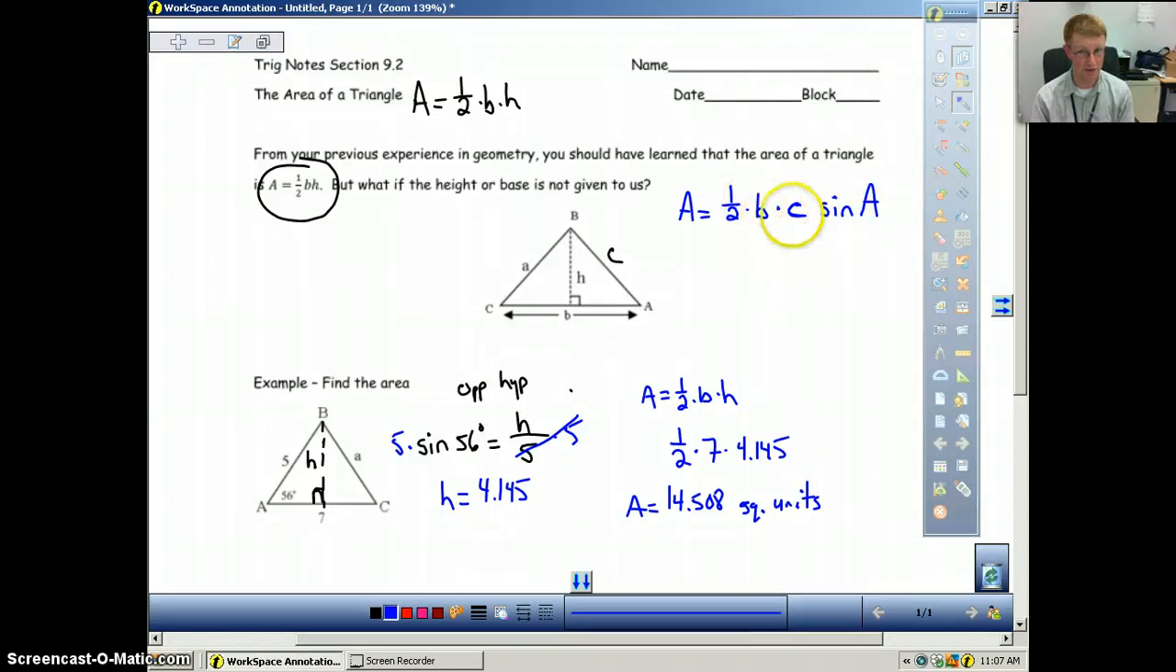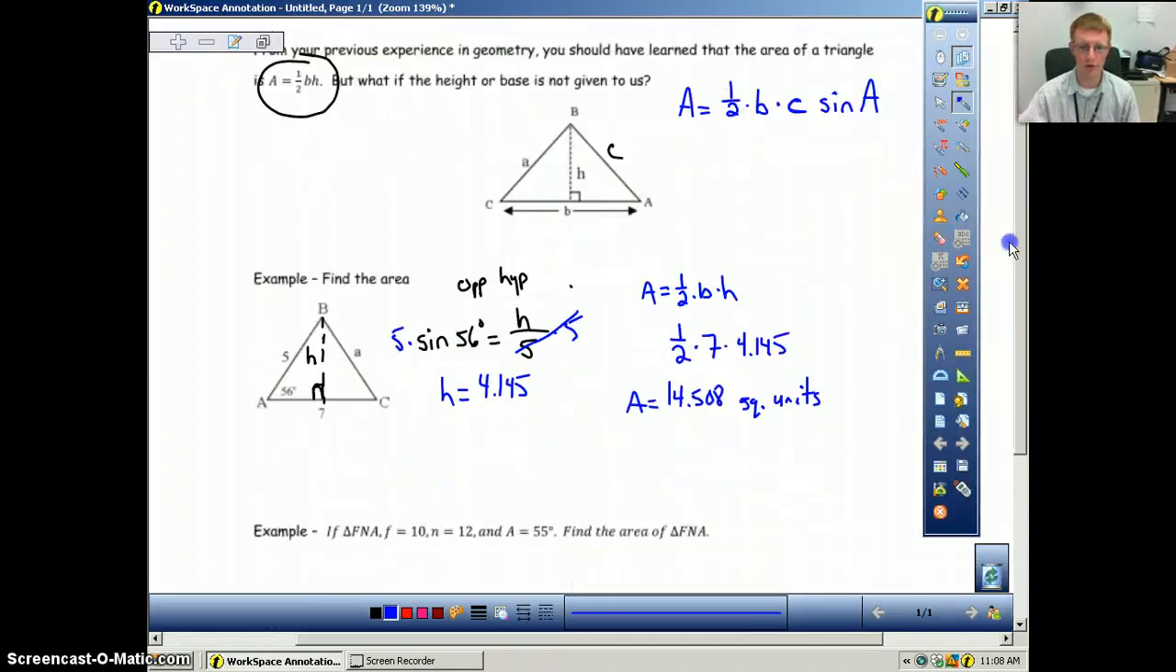So base, hypotenuse, and then the angle that's in between those two sides. Okay? So that is the general formula. Now, do you need to memorize that? You can if you want to, but you don't have to, because you can do it exactly like what we did in this problem right here. Figure out what the height is by using simple trigonometry. Once you have the height, you can just use your normal formula for a triangle to plug in and solve.